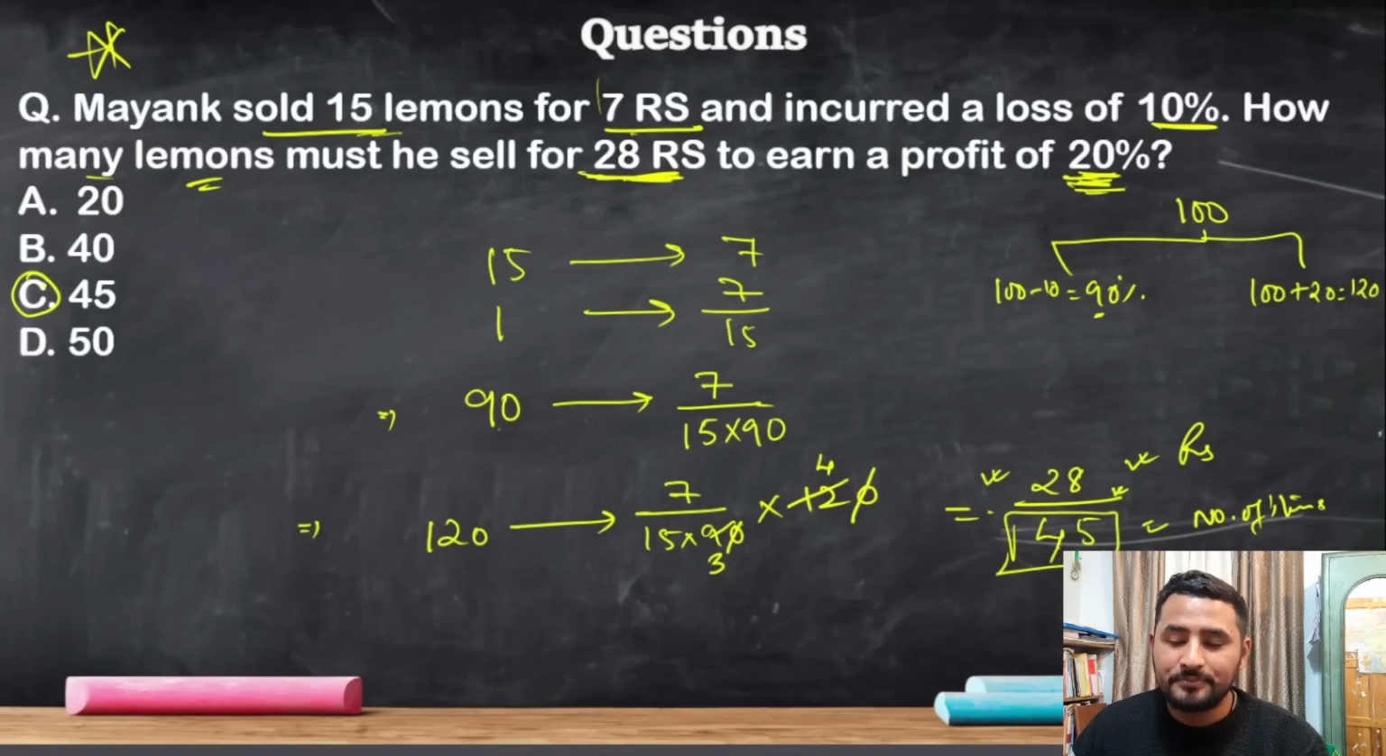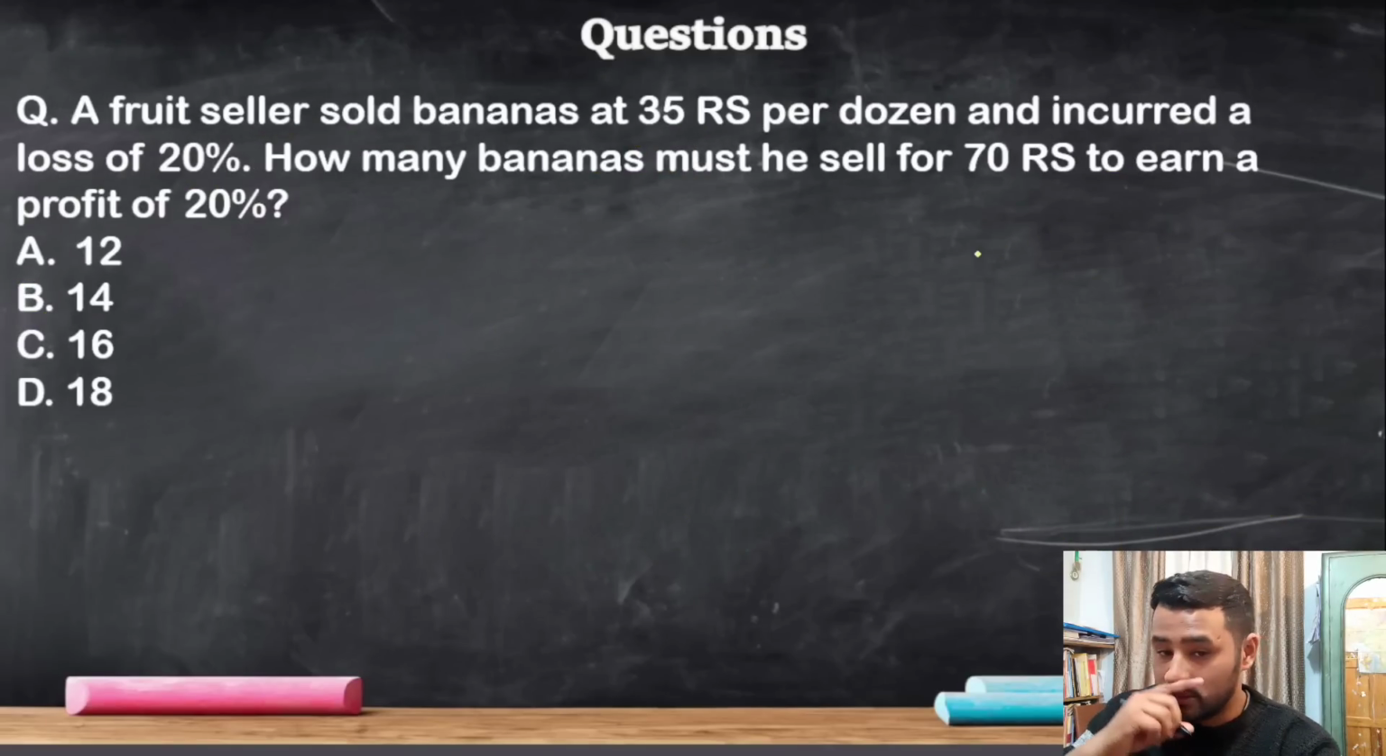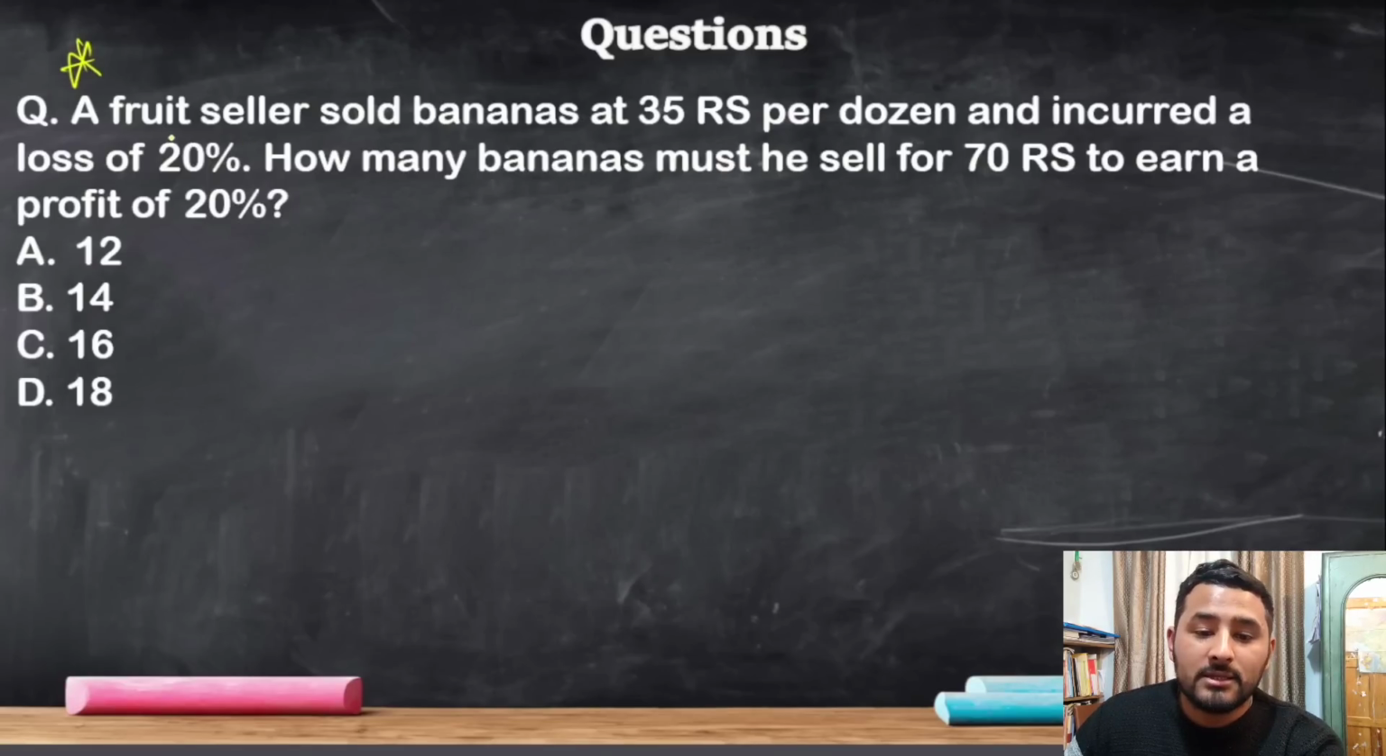I hope this is clear. Let us go one more. Let's do one more, same kind, so that you'll get a perfect idea. Let's see. A fruit seller sold bananas at 35 rupees per dozen. Per dozen. Now you might say, what is the number? You should remember, dozen means what? 12. Okay, 12 numbers make 1 dozen.